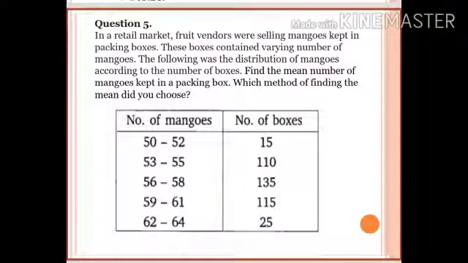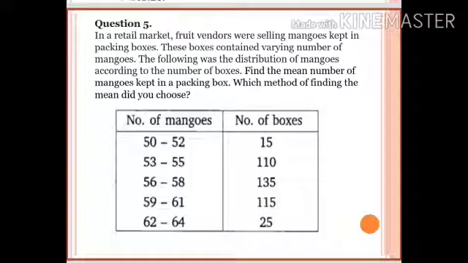Question of the exercise. In a retail market, fruit vendors were selling mangoes kept in packing boxes. These boxes contained varying numbers of mangoes. The following was the distribution of mangoes according to the number of boxes. Find the mean number of mangoes kept in a packing box. Which method of finding the mean would you choose? Here we are doing it by the step deviation method.